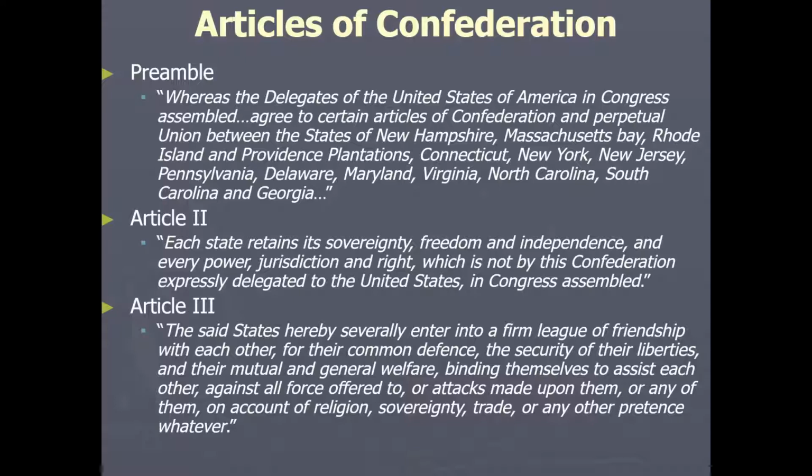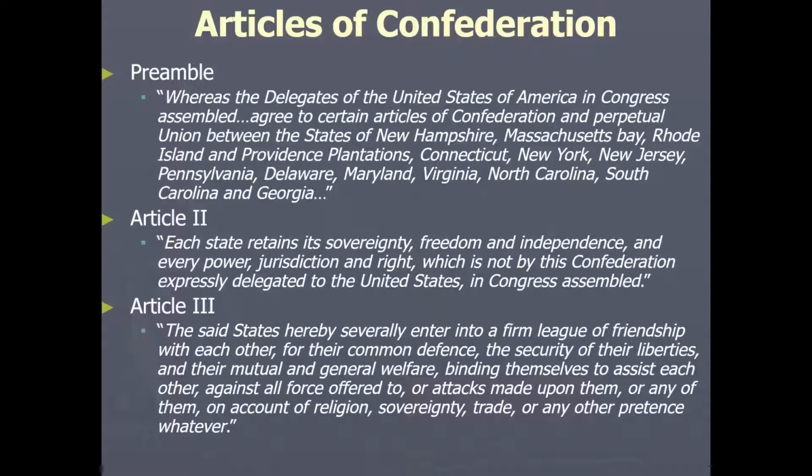So the Second Continental Congress drafts the Articles of Confederation. And as you can see in the preamble, they literally list each and every state. So this tells you what? What could you infer from this? They are recognizing each sovereign state. There's no missing out on this. Look at Article 2. Each state retains its sovereignty, freedom, and independence, and every power, jurisdiction, and right, which is not by this confederation expressly delegated to the United States. Without question, each state is sovereign, it's free, and it's independent.